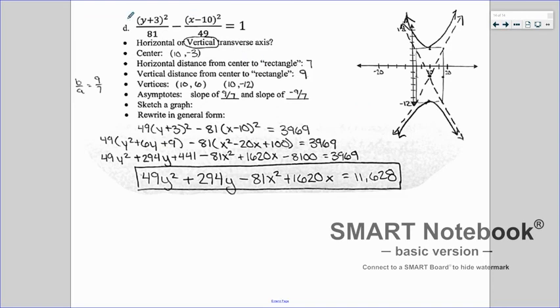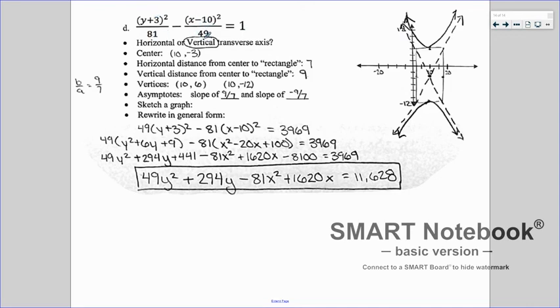Last one, this one: (y + 3) quantity squared over 81 minus (x - 10) quantity squared over 49 equals 1. This is going to be vertical. This is the positive part, this is the negative part with the x. So positives with the y, so it's going to be vertical. Center is at (10, -3).